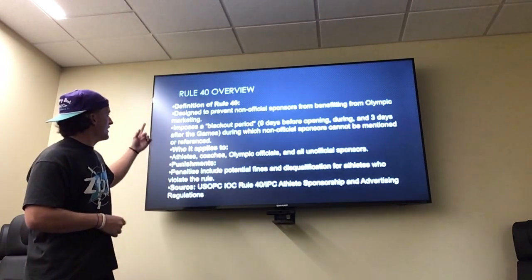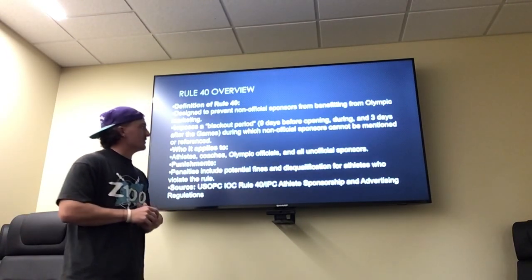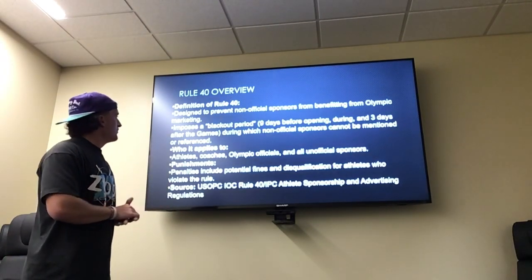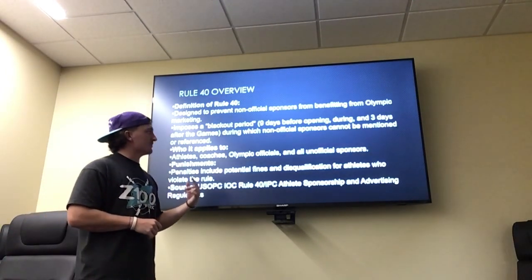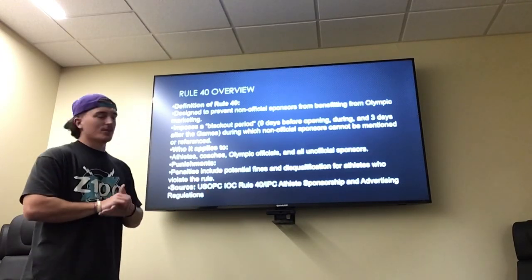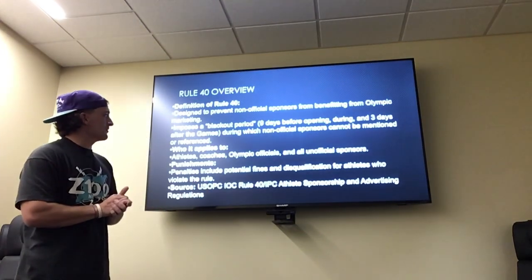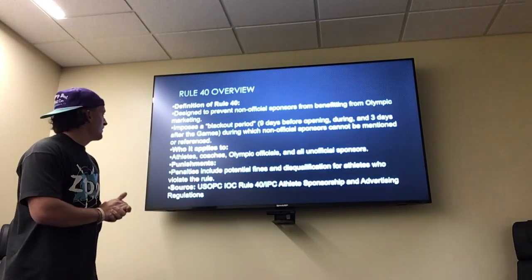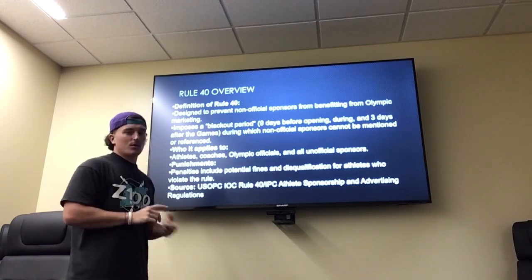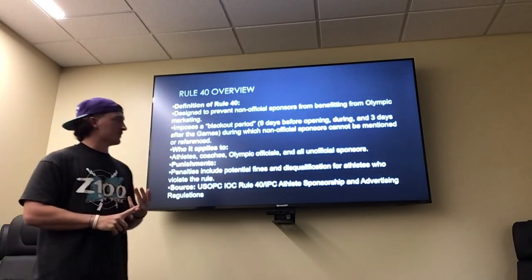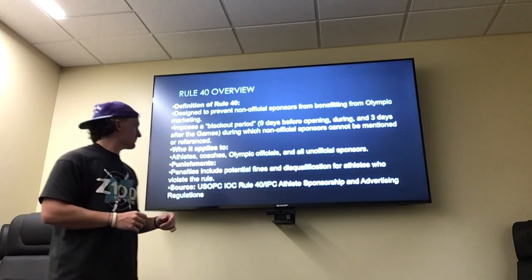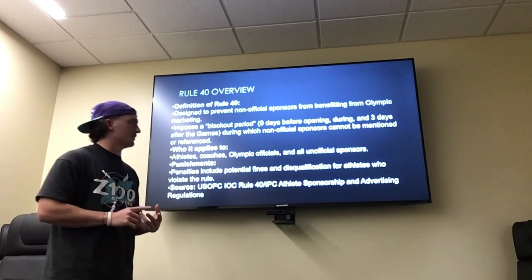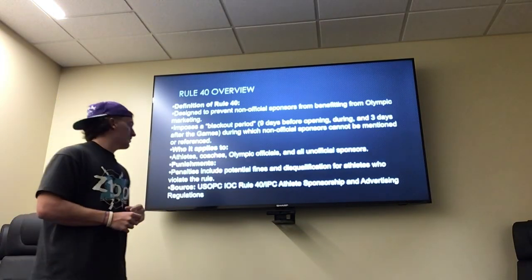Rule 40 overview. The definition of Rule 40 is that it is designed to prevent non-official sponsors from benefiting from Olympic marketing. It imposes a blackout period, which is 9 days before the opening, during, and 3 days after the games, during which non-official sponsors cannot be mentioned at all. Who does it apply to? It applies to all coaches, athletes, Olympic officials, and unofficial sponsors. The punishments can include potential fines and disqualification for athletes who violate the rule.